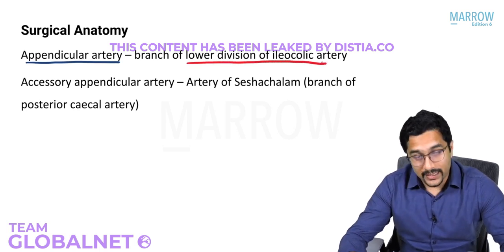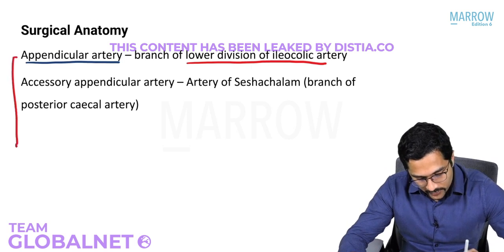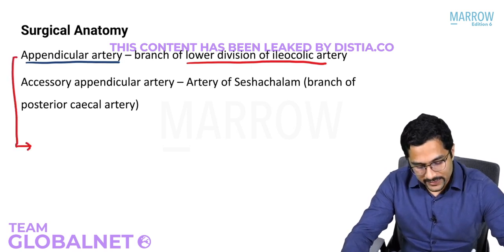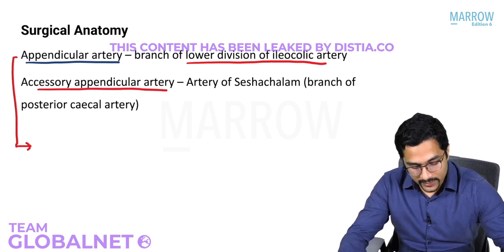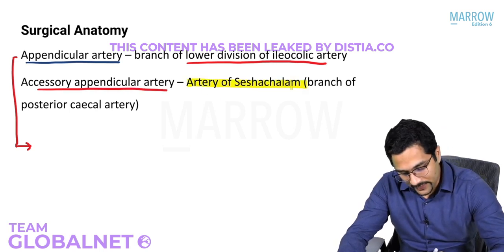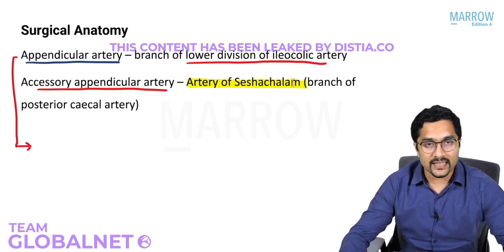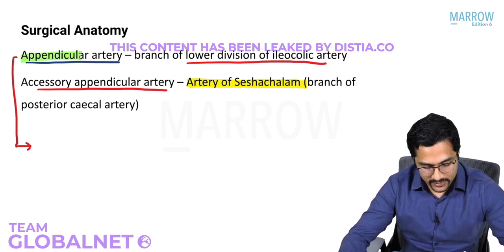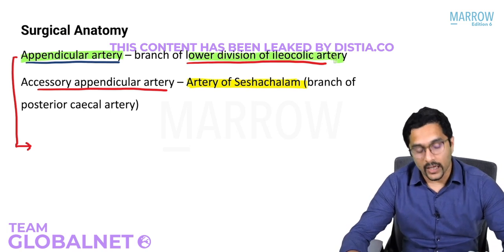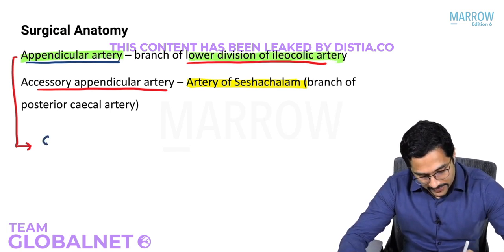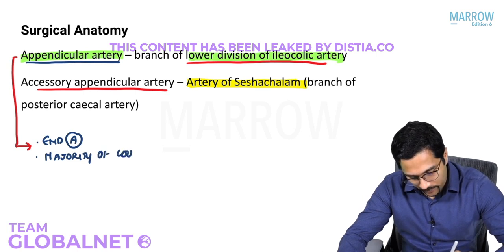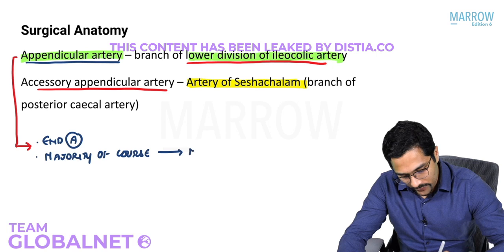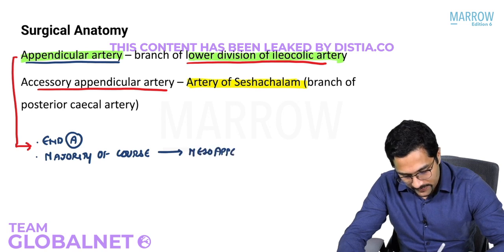This question has been asked many times in the exam. It is a branch of the lower division of the ileocolic artery, and the accessory appendicular artery is also known as the artery of Seshachalam, and this is a branch of the posterior cecal artery, right? Don't get confused. Appendicular artery is a branch of the lower division of the ileocolic artery. Now, appendicular artery is an end artery, and for the majority of its course, it lies in the mesoappendix.